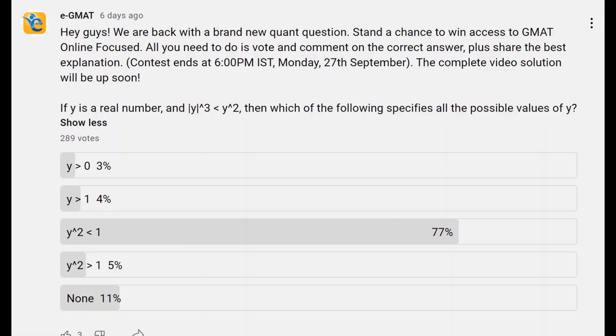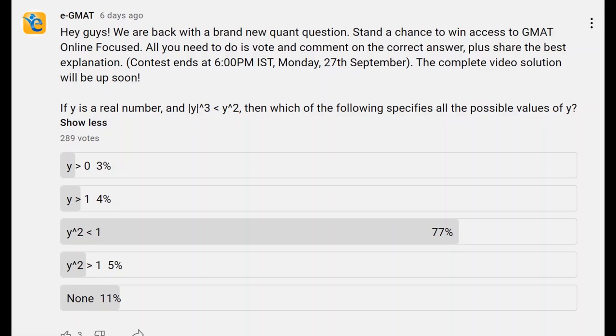Just look at this data here. You have the majority, 77% of the people, saying that C is the correct answer, y squared less than 1. But the correct answer is E. None of these is going to give you all the possible values of y. So only 11% of all the votes, this was around 300 votes, only 11% of the people got this correct.